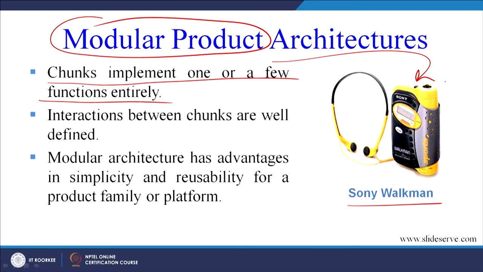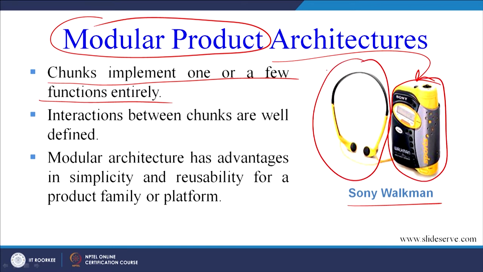Now we can see maybe this part can be one module and the headphones can be the other module. So there is module number 1 and module number 2. The chunks implement one or a few functions in entirety, so the two are independent. In many cases we can use the headphones with another device also. So they are independent in their functions.